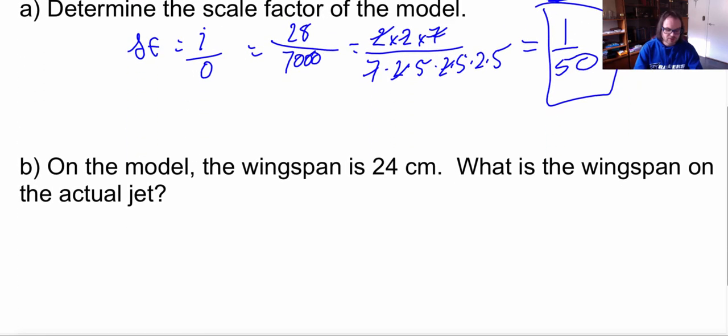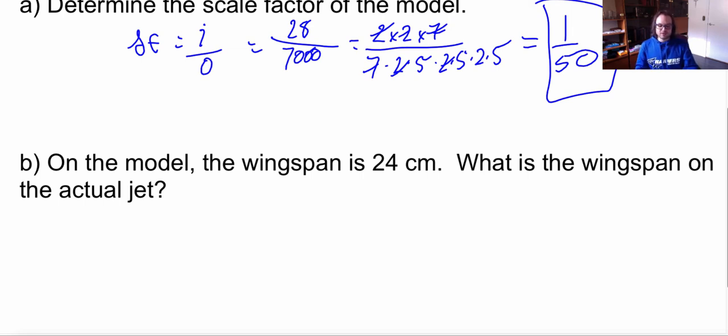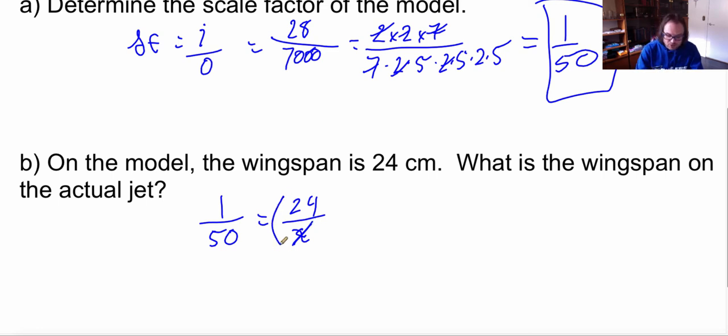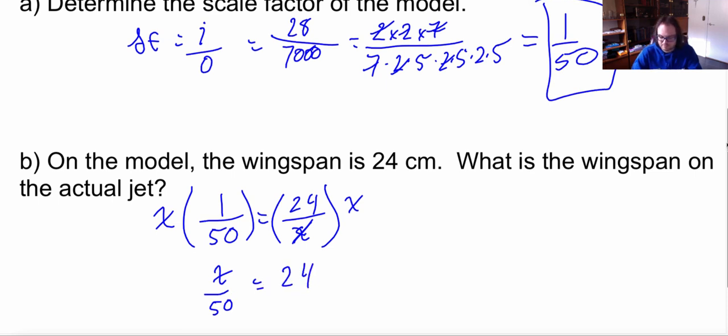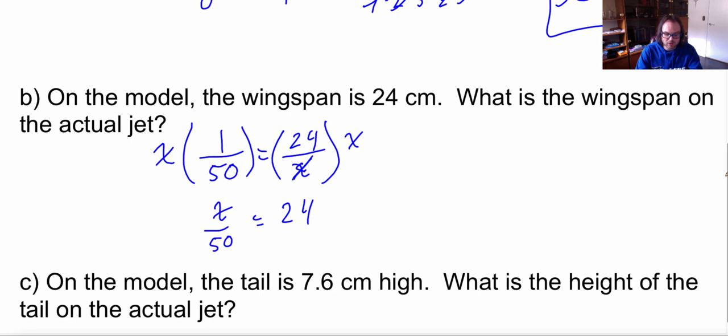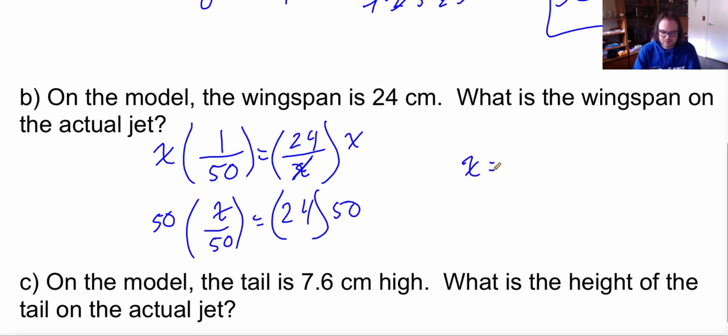My first question says, on the model, the wingspan is 24 centimeters. What will be the wingspan on the actual jet? So I have 1 over 50 is equal to 24 over x. So once again, x is in my denominator, so I'm going to try and get rid of this denominator by multiplying by x. So now I get x over 50 is equal to 24. Now all I'm going to do is multiply both sides by 50. So I end up with my x is equal to 1,200 centimeters, or 12 meters.